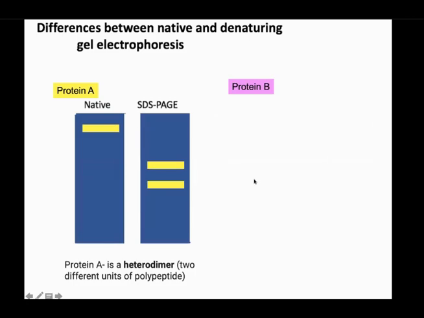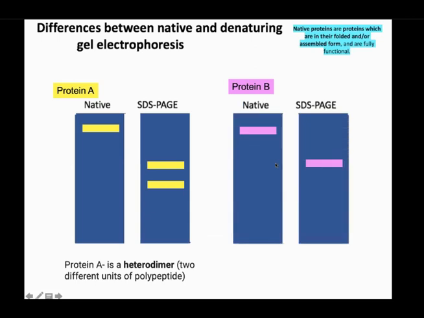So it's important to know the difference. If you run a protein in a native form or a denatured form, you will have different patterns, but it's the same protein. It's just that it's denatured. For example, here, if you run the native protein you will have one band, but when you run the SDS page, you will have two bands of different molecular weight, because this protein A could be a heterodimer. Therefore, you will have two subunits of that enzyme. That's why you see two molecular weights, two bands, but it's the same protein.